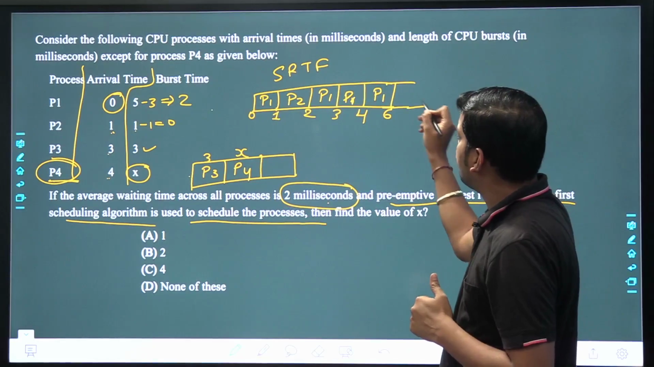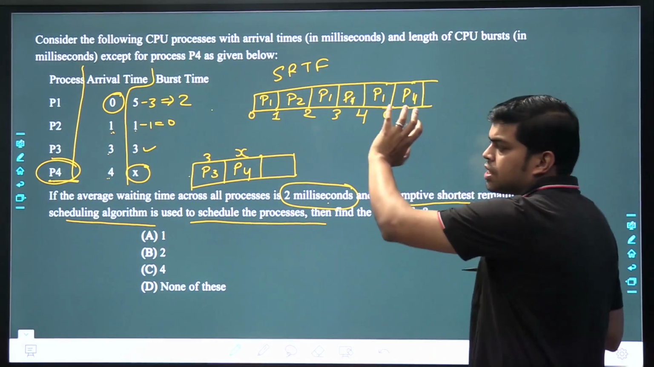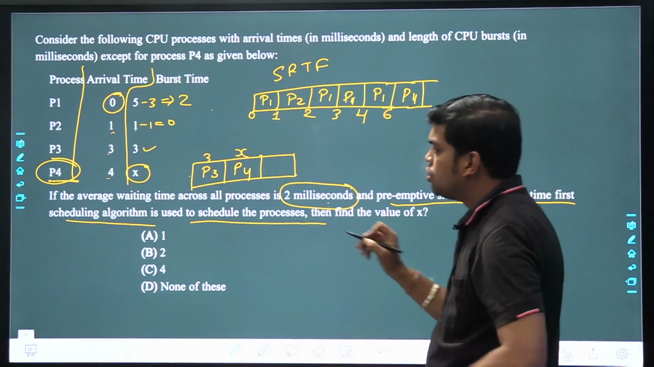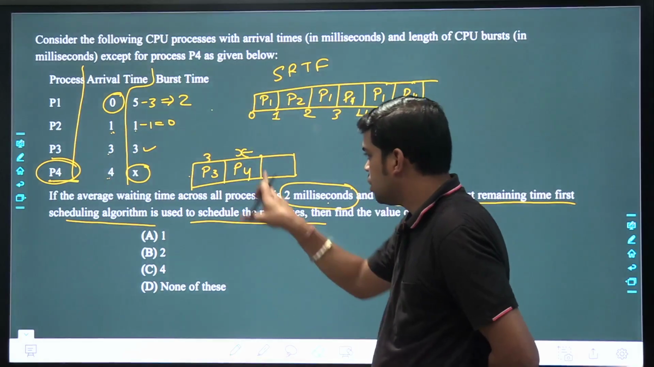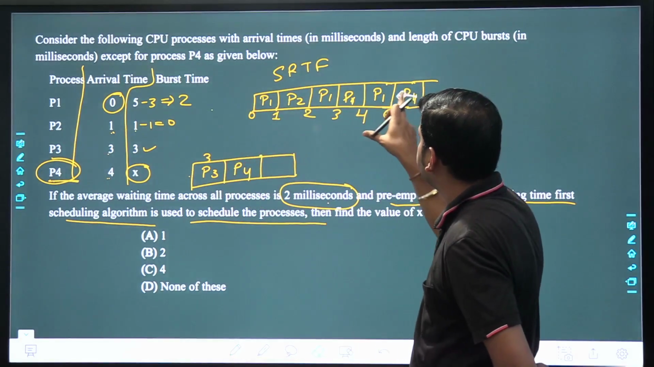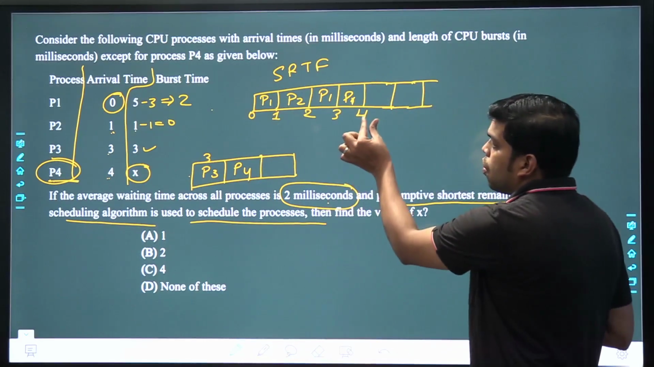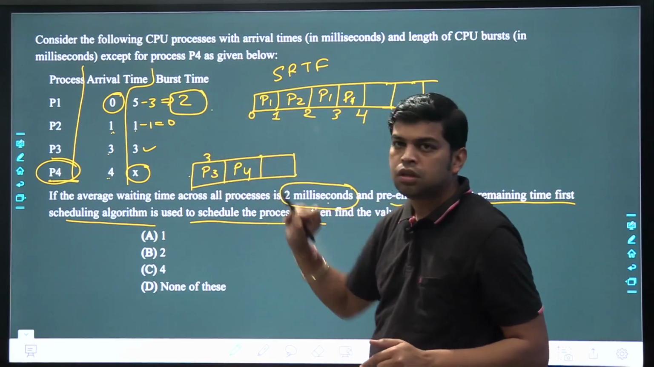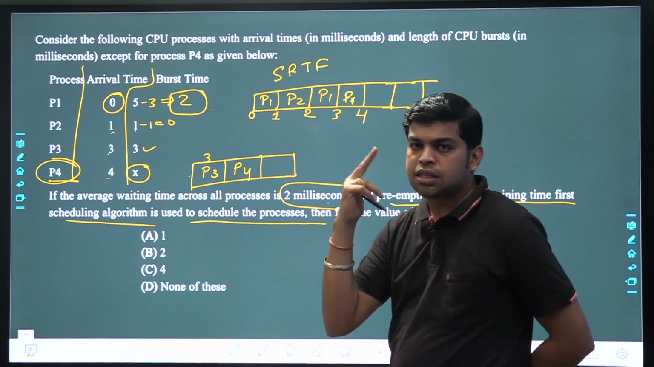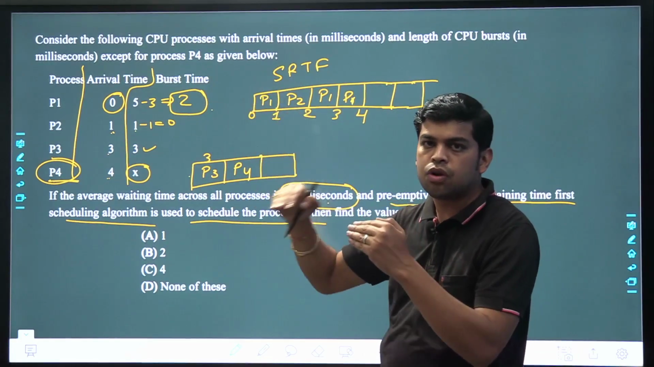If we consider P4 first, after P1 completely executes, what burst can you consider here in place of P4? Just understand the logic at that time. We execute P1 till 4. Now the remaining burst of P1 is 2 and the burst of P3 is 3, which is greater than 2. So definitely P1 is executed before P3.